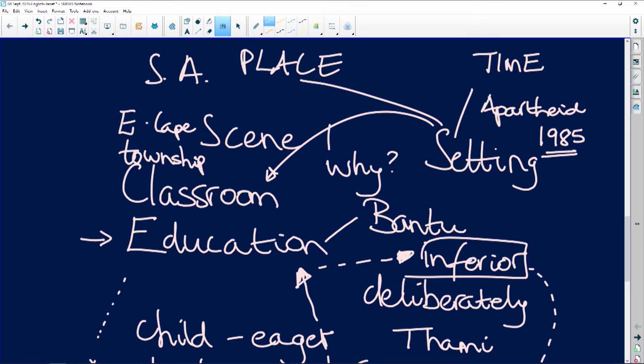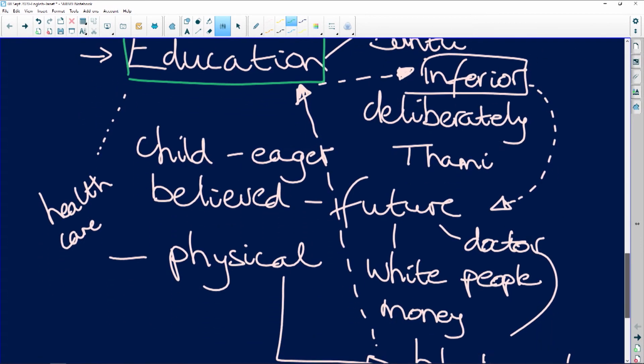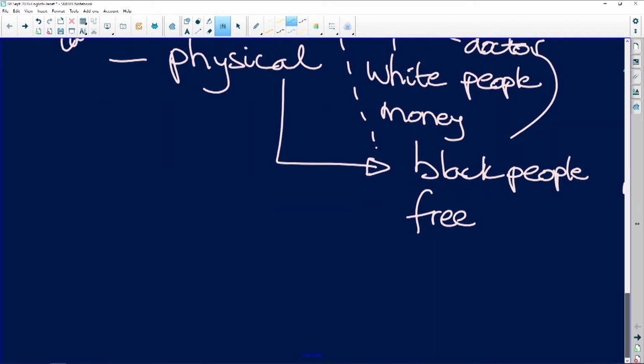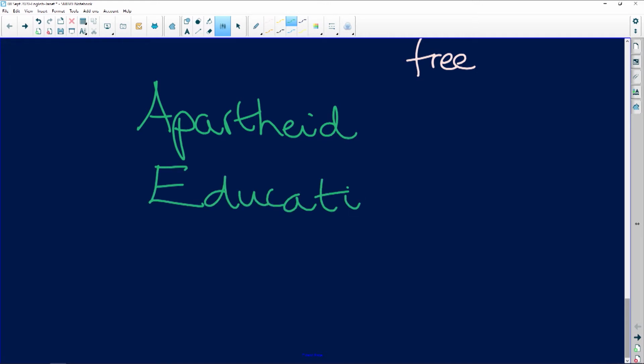So you say, all right, so one big issue that he is exploring is apartheid. So is apartheid a theme? No. Is education a theme? No. Is the future a theme? No. But we can start to put these things together. Let me get some space. Right, now let's try and put these together to get a theme.